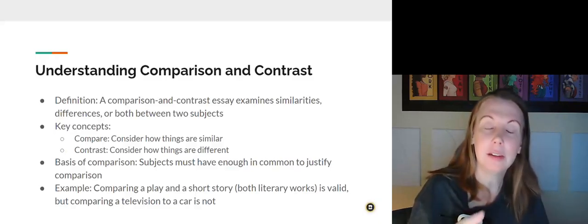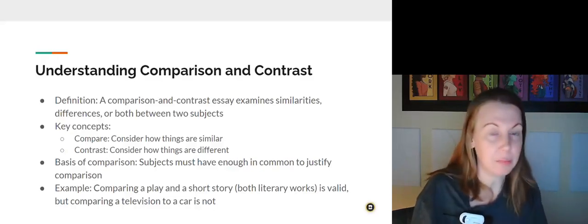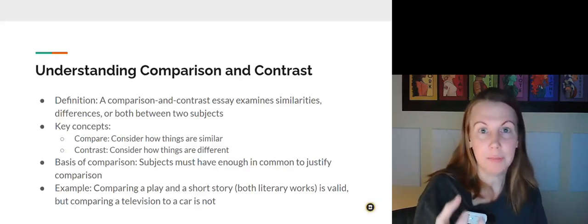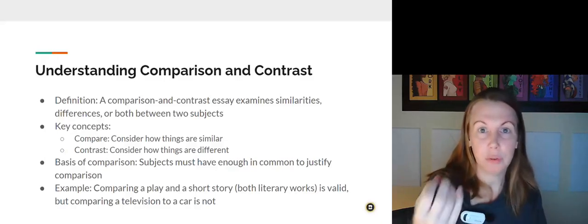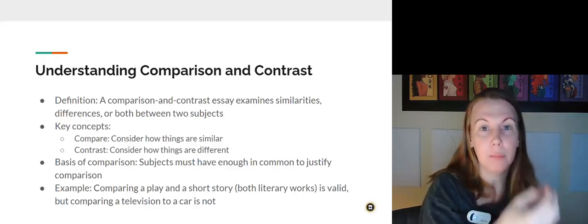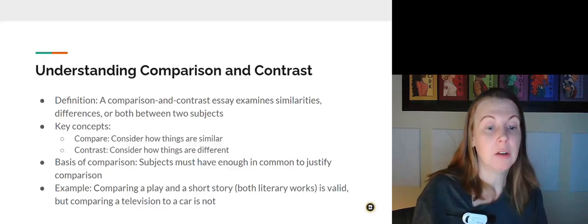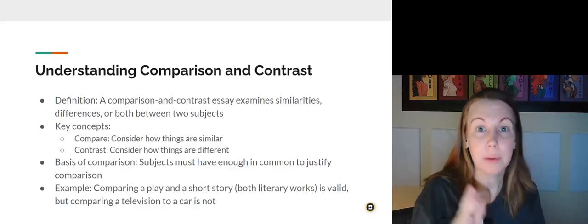So you've heard the saying, it's like comparing apples to oranges, right? This is kind of the same idea. Whatever it is you're talking about should have a common theme. So comparing a play with a short story or even a book to the movie version is totally valid. But comparing a TV to a car is not valid because they have different purposes.